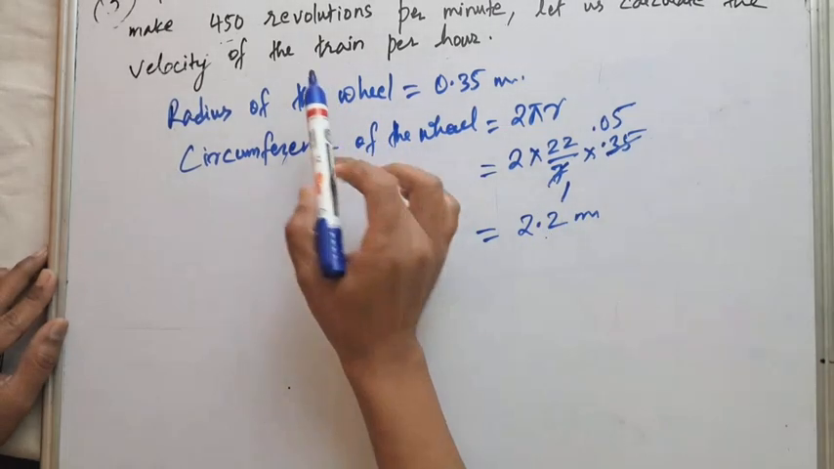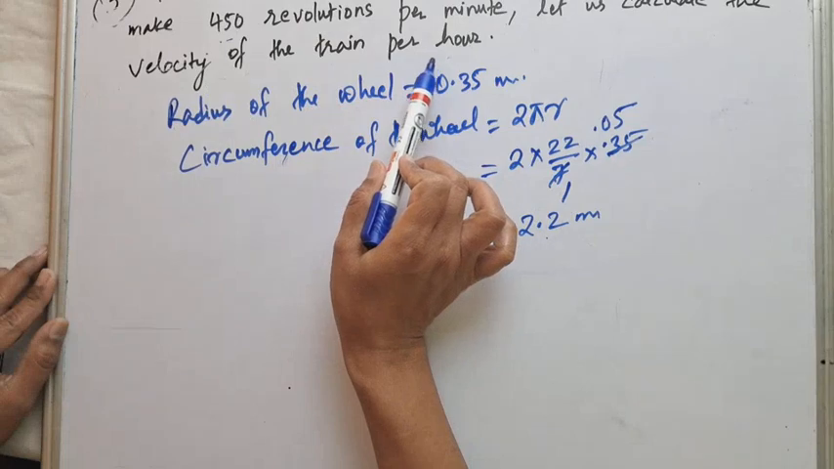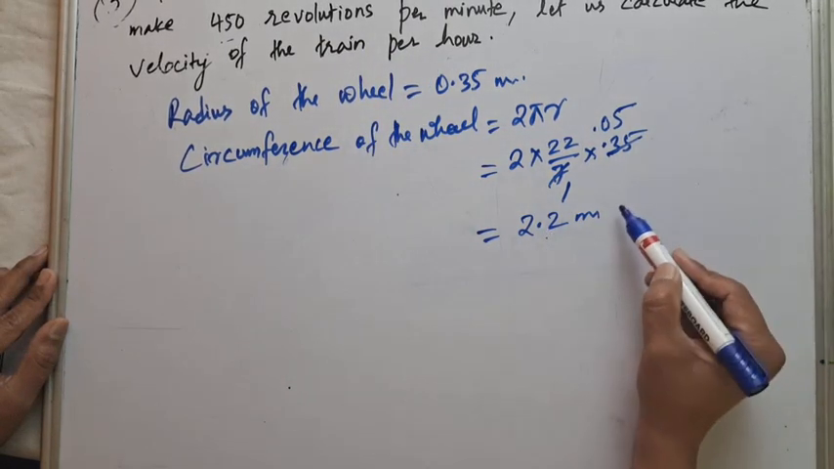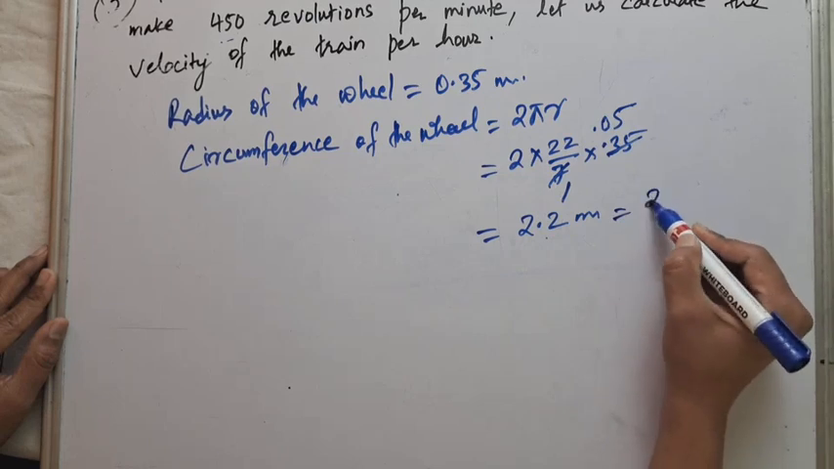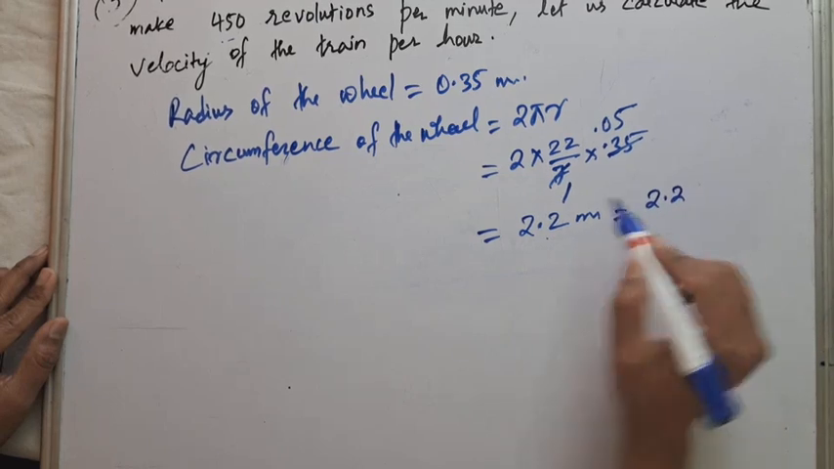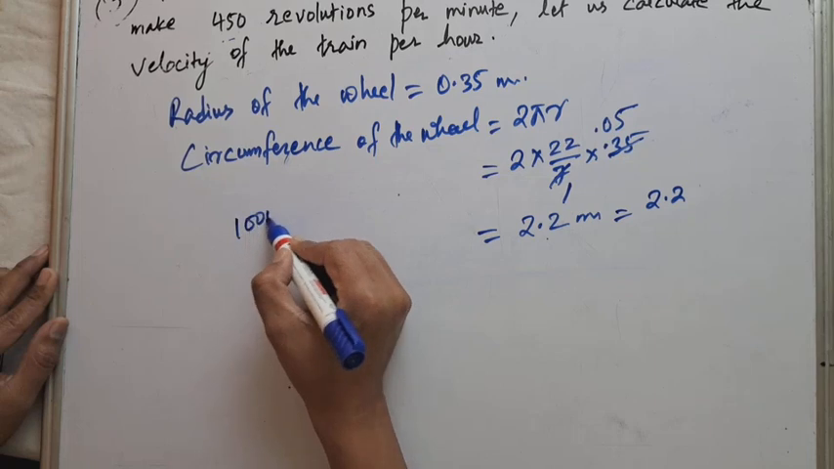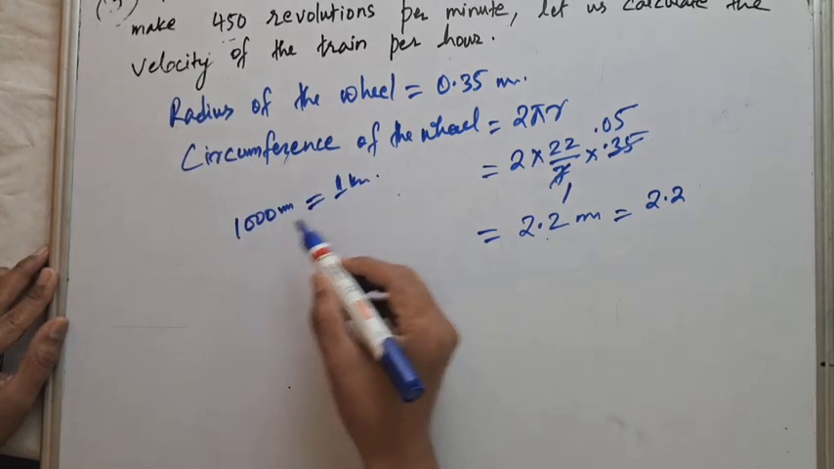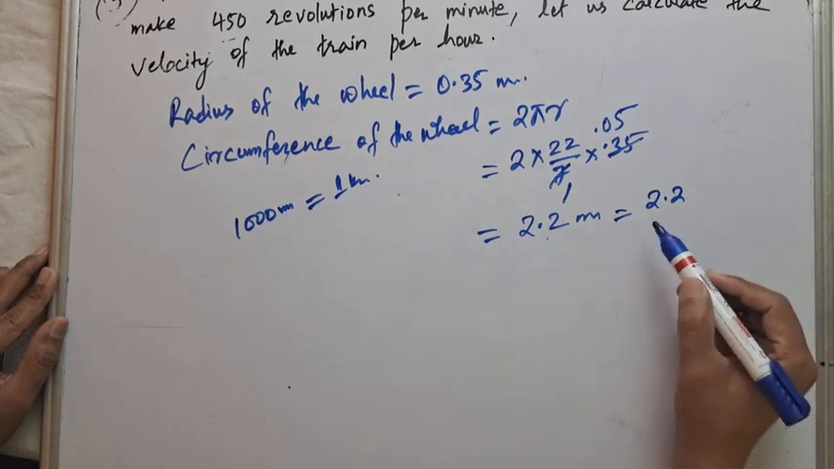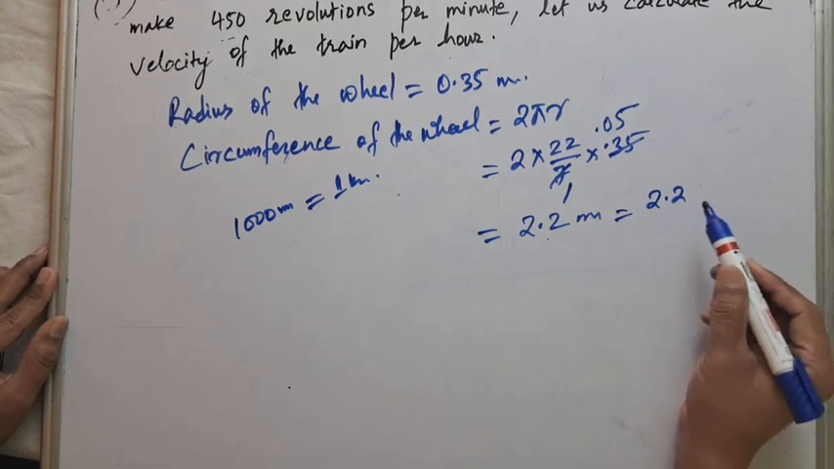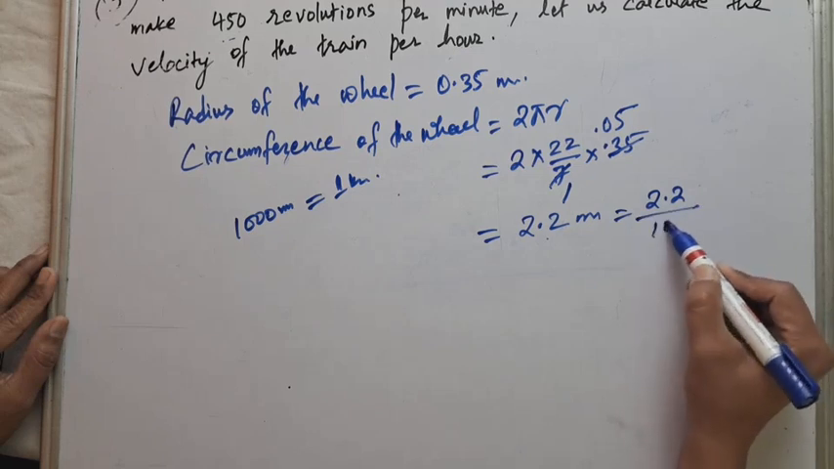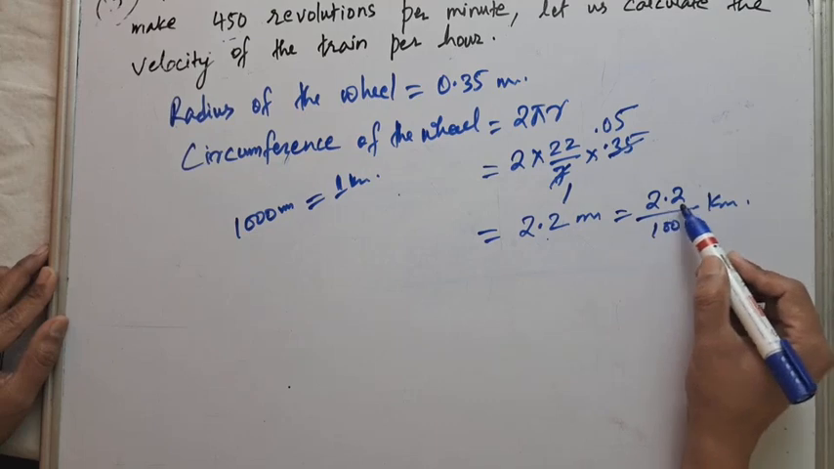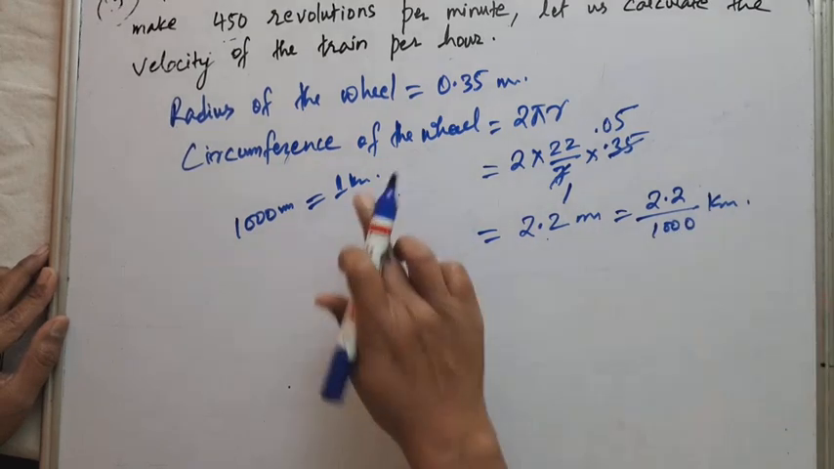But we are asked to calculate the speed of the train in kilometer per hour, isn't it? So let us convert this 2.2 meter to kilometer. So we know that 1000 meters equal 1 kilometer, which means whenever we want to convert meter to kilometer, we must divide by 1000. 2.2 meter means 2.2 upon 1000 kilometer. I hope you got this.